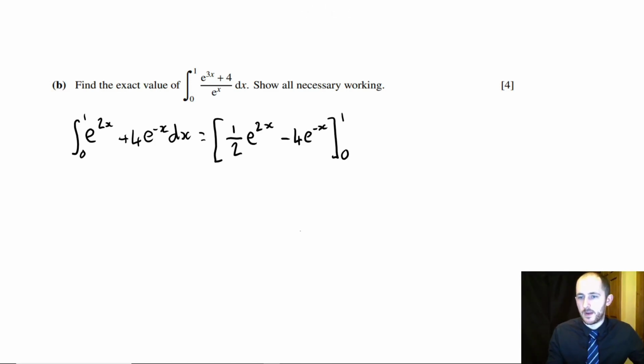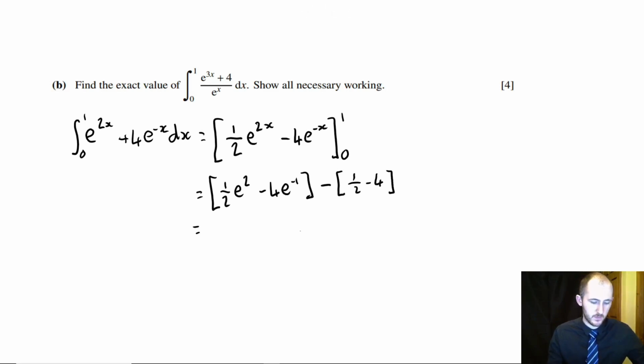So now we're going to sub in 1 and 0. So again, I do like to use the big square bracket still. Half e to the 2 times 1, so just half e squared, minus 4 e to the minus 1. Minus, and then we're subbing in 0. So remember, e to the 0 is just going to be 1, so we just have a half minus 4. And then we can just work out what that is.